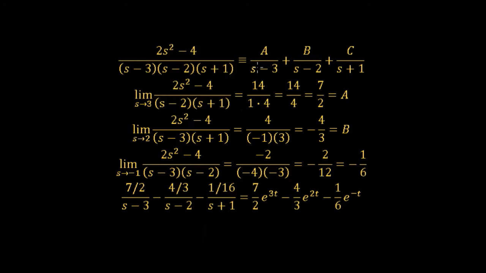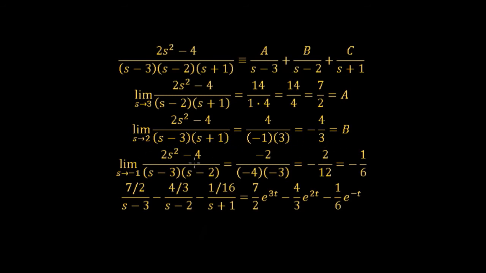And then what we do is we take the limit as the root tends towards 0. So s minus 3 equals 0, that is s equals 3. So it's the limit as s tends towards 3 of this, which gives us a value of 7 upon 2, which is then a. Similarly, we do the same thing for b. We cover up the s minus 2, and on the denominator we're left with (s minus 3)(s plus 1). And then we take the limit as s tends towards 2, which gives us a value of minus 4 upon 3 for b.